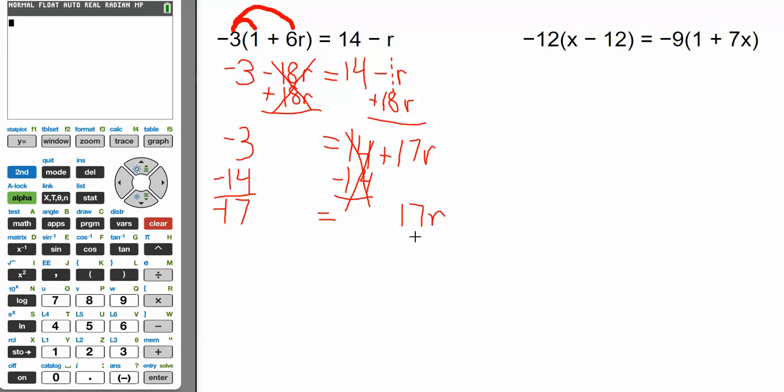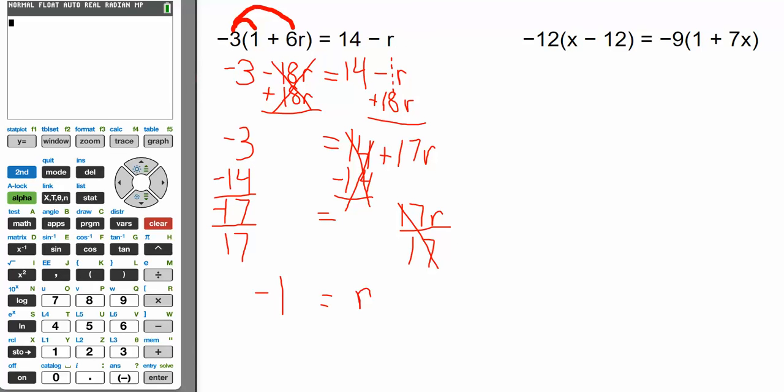Now the 17 is joined to the r by multiplication, so we need to undo our multiplication. So we're going to have to divide by 17. So what is left is we have negative 1 on the left-hand side, because that is negative 17 divided by 17. And r is left on the right-hand side. So our answer is r equals negative 1.